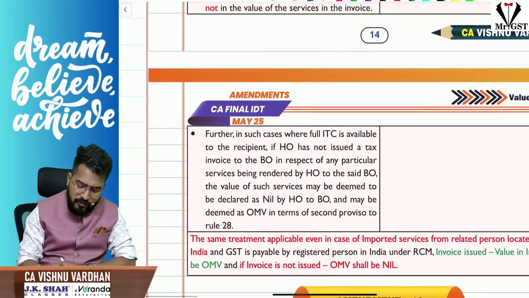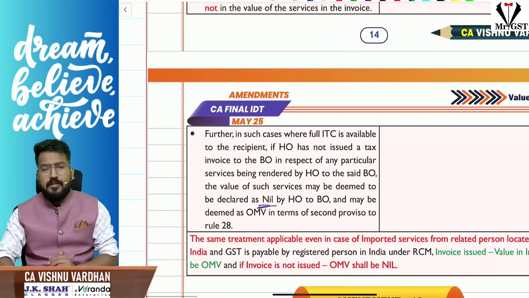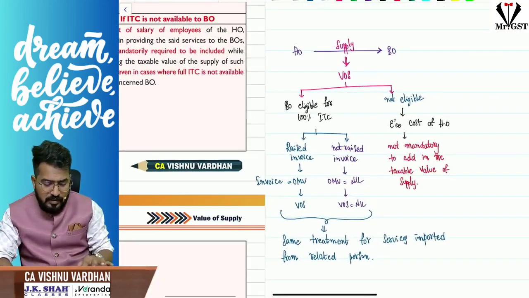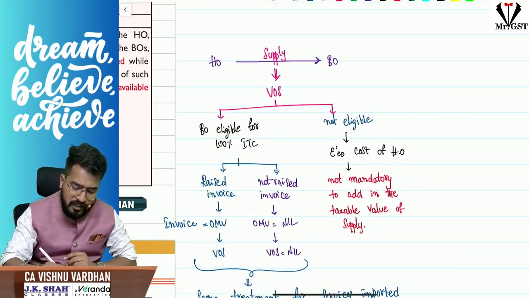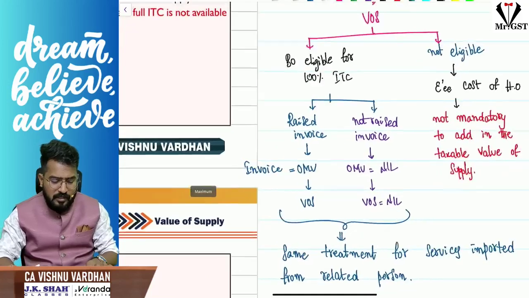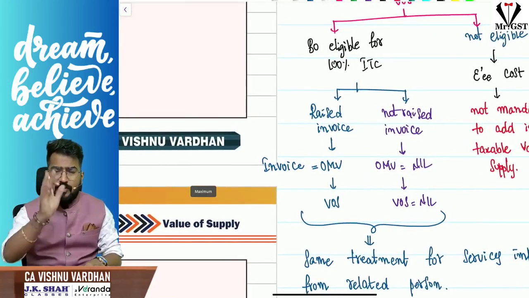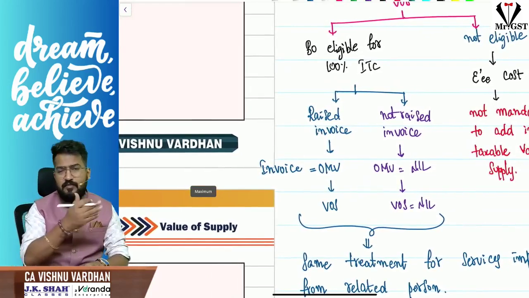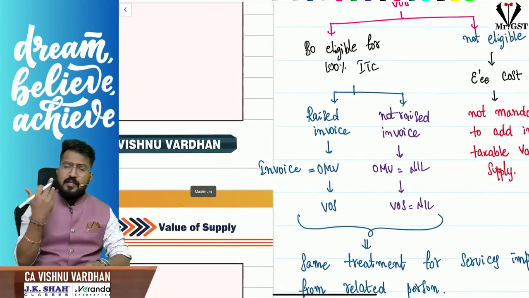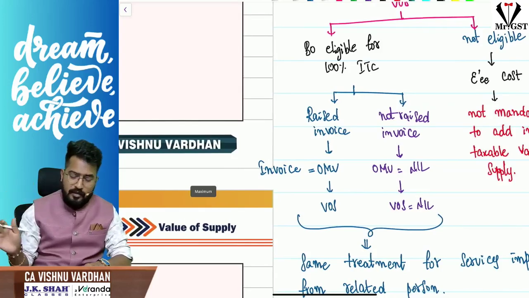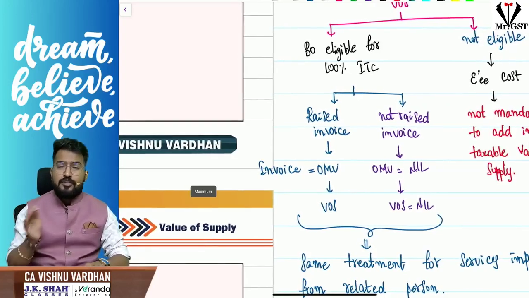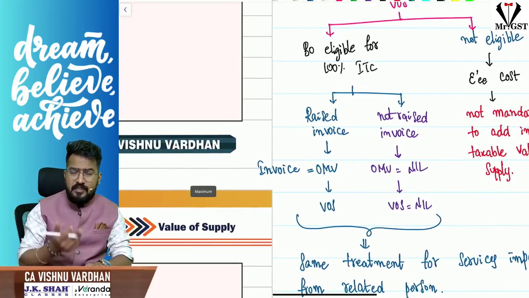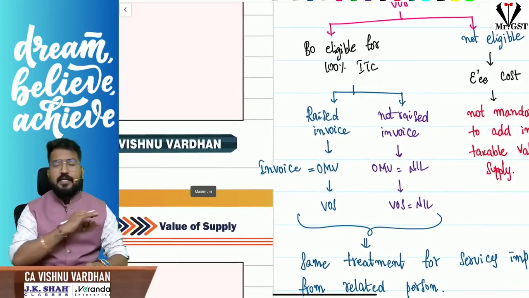And if the invoice itself is not raised, then the open market value will be treated as nil. That means, understand, sir, head office is providing services to the branch office, and in such cases, for the value of supply, if 100% ITC is eligible for the recipient, the branch office, then the invoice raised will itself be taken as open market value. Not raised, open market value will be taken as nil. On that, GST will be paid.